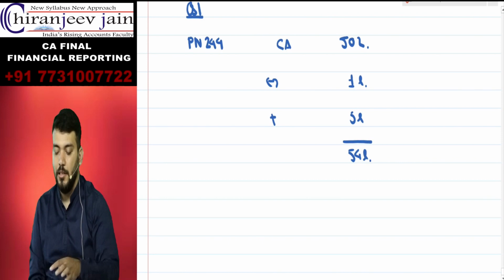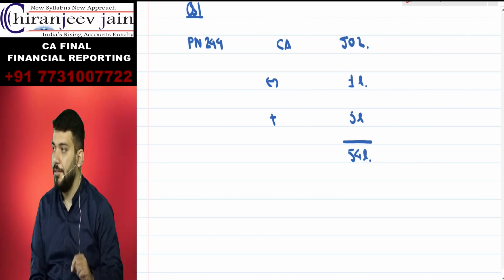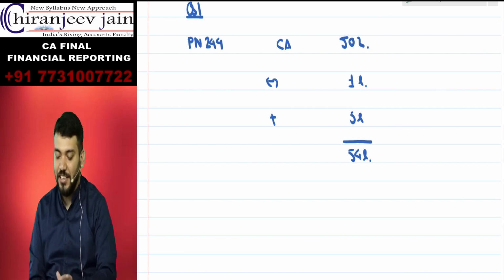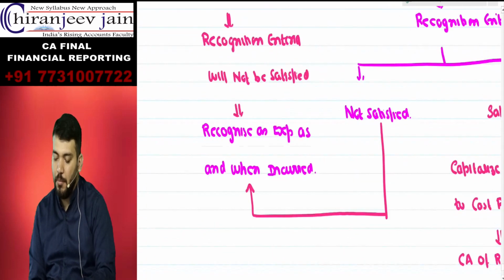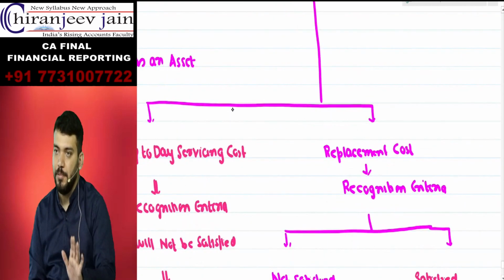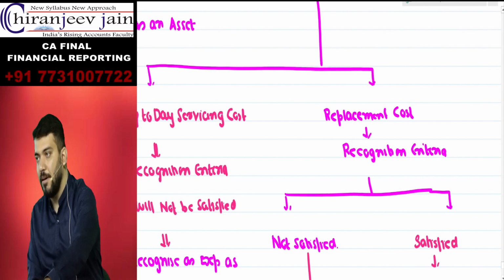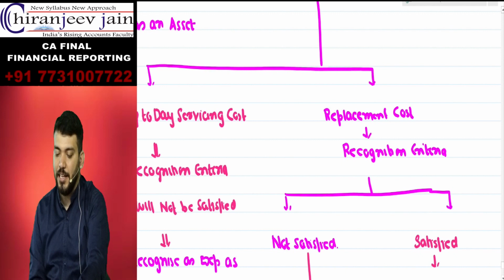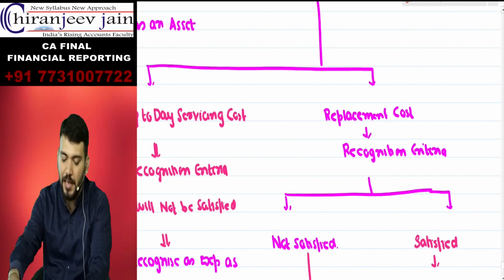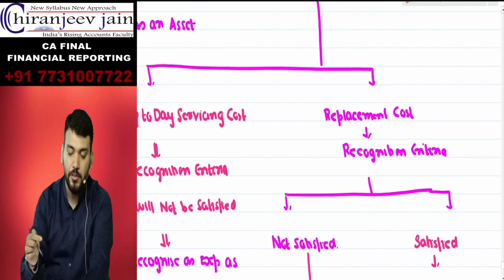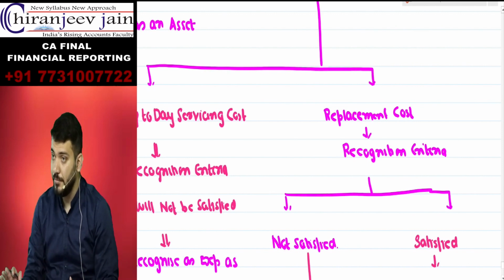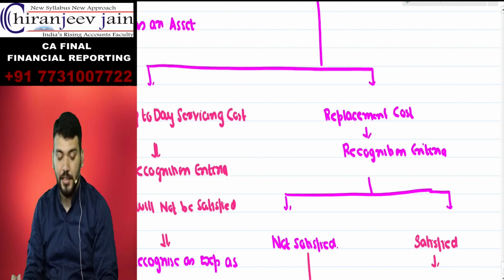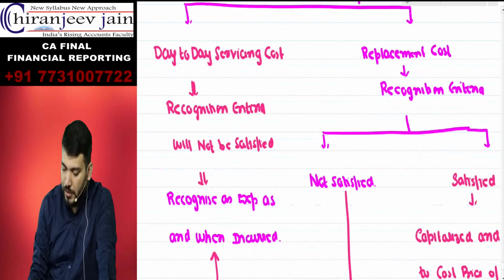Look, very simple. But if you write it in this way, they will not give marks. You need to write about this para: replacement part. If the recognition criteria is satisfied, it will be capitalized and the carrying amount of the replaced part should be derecognized as per derecognition principle. Then give the answer. Understood? So this question can be asked in exam. It is very, very simple, but it can still be asked in exam. No doubt. Chalo.